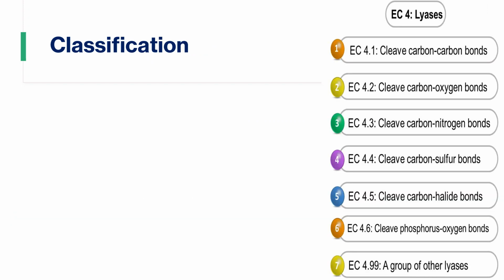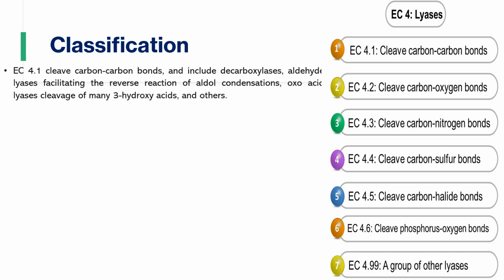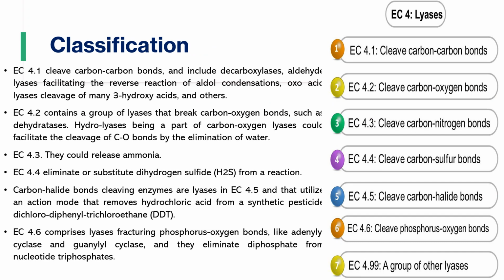There are a total of 7 classes of lyases, depending on their functions. The first class cleaves carbon-carbon bonds, including decarboxylases and aldehyde lyases. Group 2 contains lyases that break carbon-oxygen bonds, such as dehydratases. Then group 3 will release ammonia. Group 4 releases H2S. Similarly, on the basis of other functions, the type of molecule they eliminate differs. So we have 7 classes of lyases.